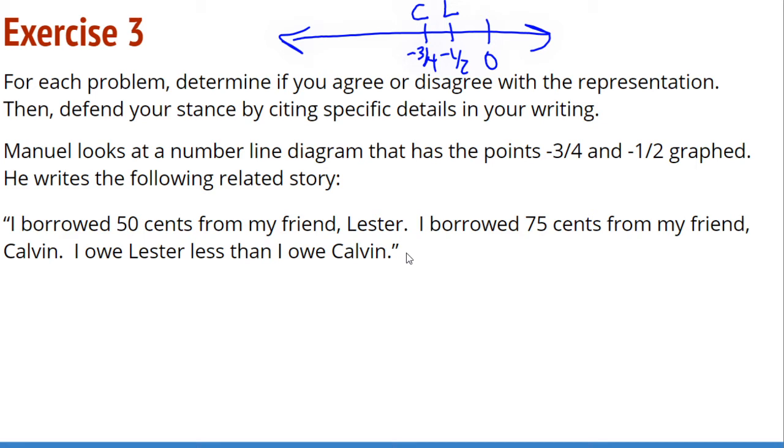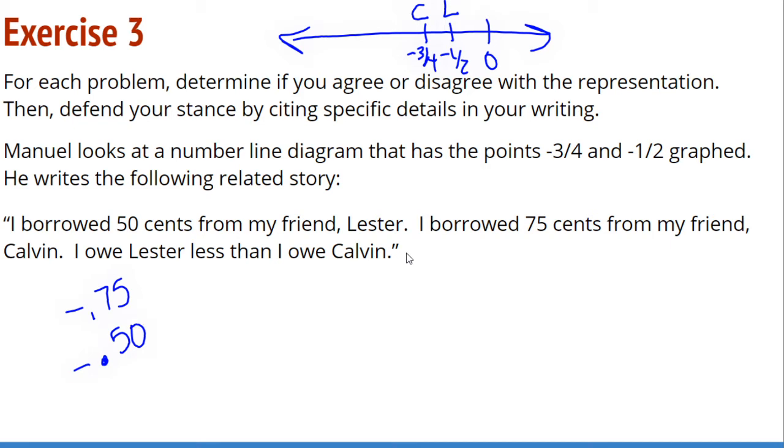So as I think about this, this is an agree, but there's part of me that feels like we need to explain this a little bit. So we've got a negative 75 hundredths. So negative 75 hundredths, that's what that negative 3/4 is. And we've got a negative 50 cents. That's what that negative half is.